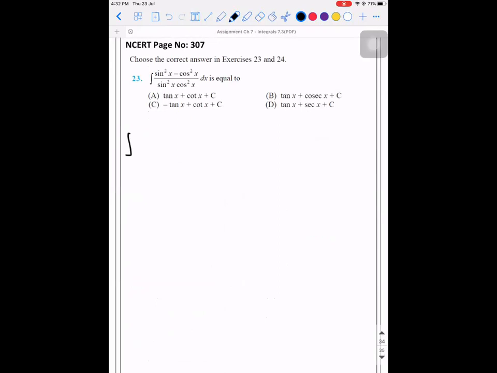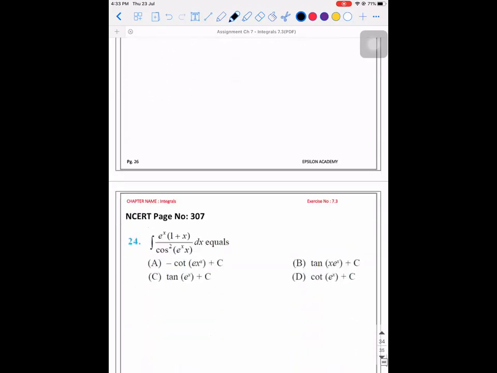So integral of sin square x by sin square x into cos square x is secant square x, minus integral of cos square x by sin square x into cos square x is cosecant square x dx. So integral of secant square x is tan x, minus integral of cosecant square x is minus cot x, plus c. So tan x plus cot x plus c. Where is it? Option. Right?